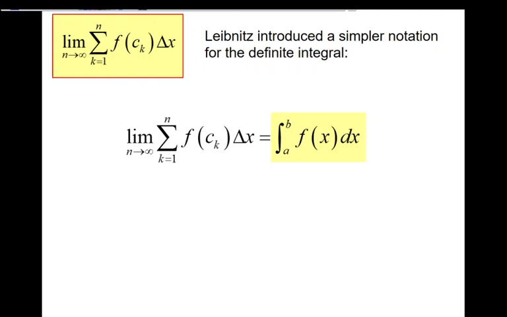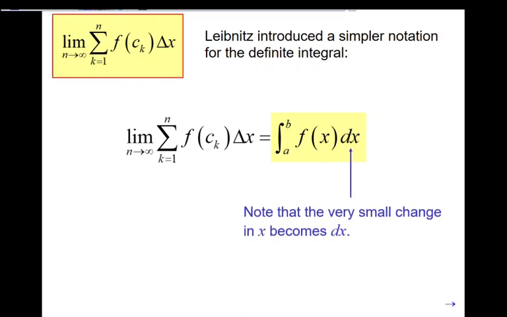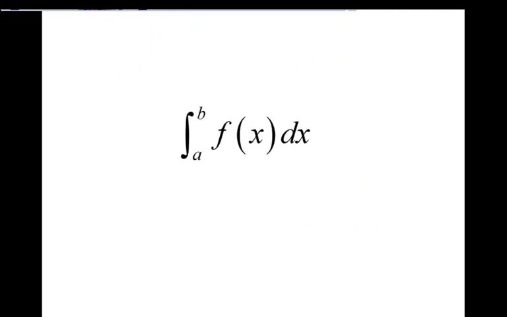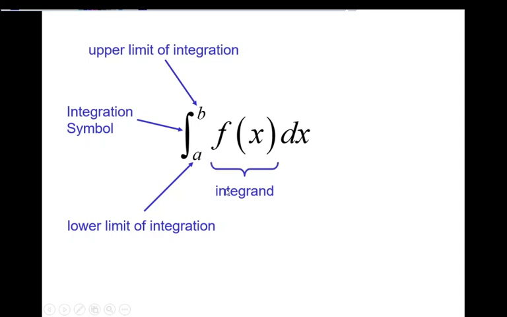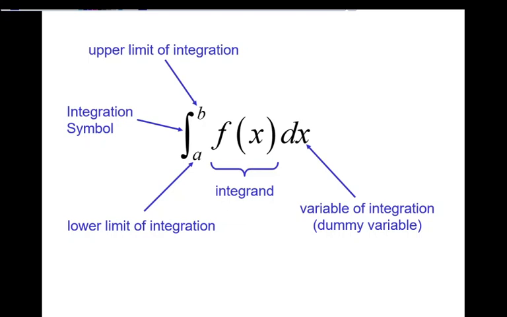So this is what we call the definite integral. That's the very small change in x. Now that we know the idea of what it looks like, this is what we call the integration symbol. It actually looks like a very long S, standing for summation, adding up a bunch of stuff. This is my lower limit of integration. That's where I'm starting. This is my upper limit of integration. That's where I'm finishing. That is my integrand, or my function that gives me my heights. And this is my variable of integration, or my dummy variable. That's what's telling me my width, my change in width.